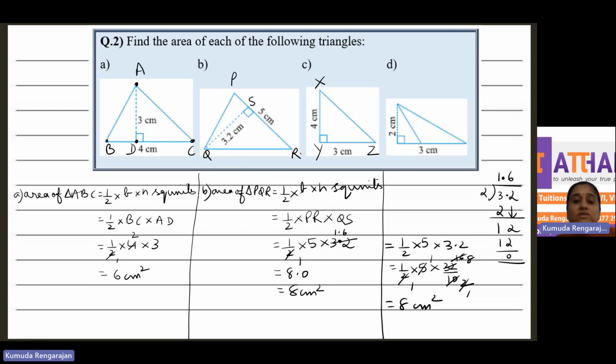Here, for the side YZ, the side XY is the altitude because it's already meeting it at 90 degrees. The base is YZ and the height is XY because it's making 90 degrees with YZ.